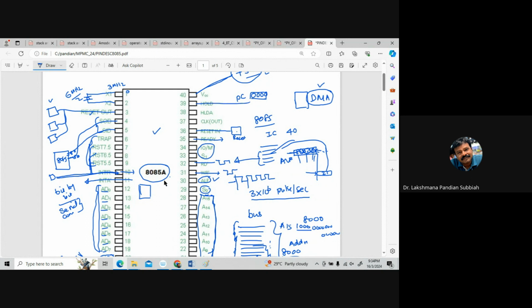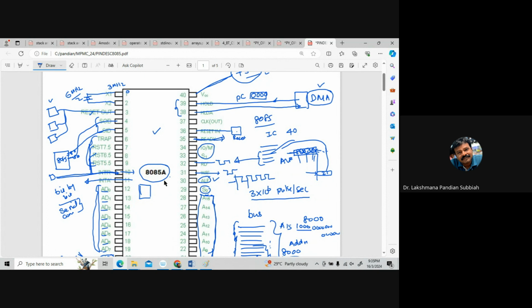It says, I am going to do that memory read operation. Then the processor sends an acknowledgement: okay, you do that memory read operation, and I will do some other work, right? So there will be a hold signal, and here we send the hold acknowledge. If the device is ready, then we get the device ready signal, right?